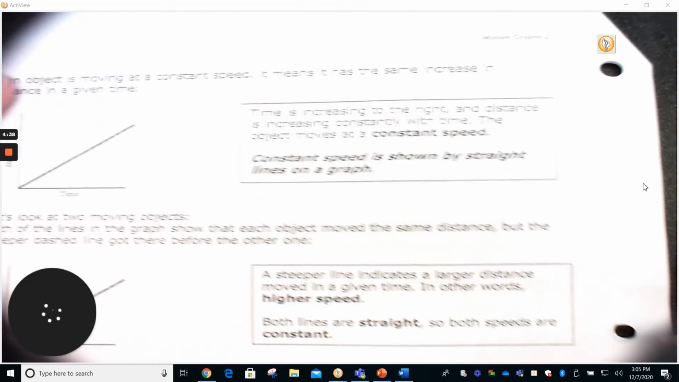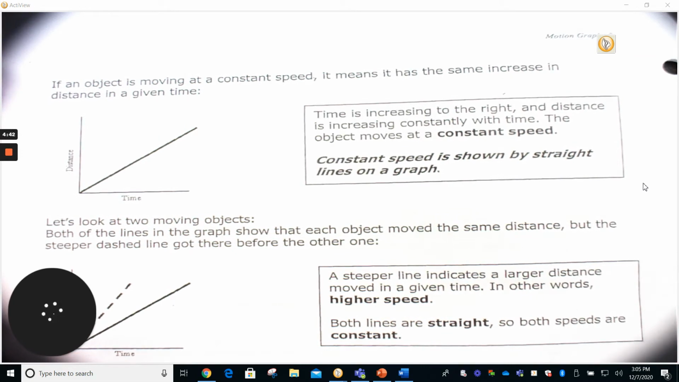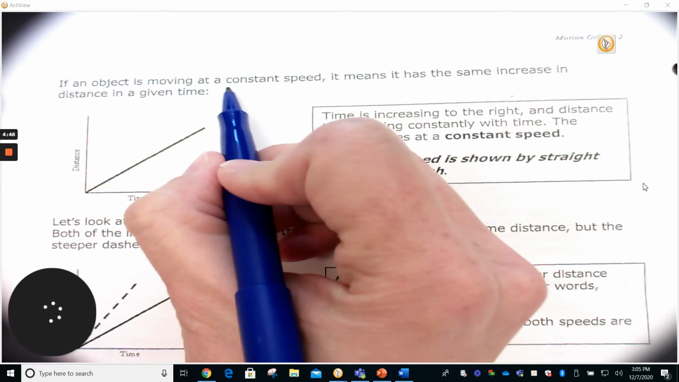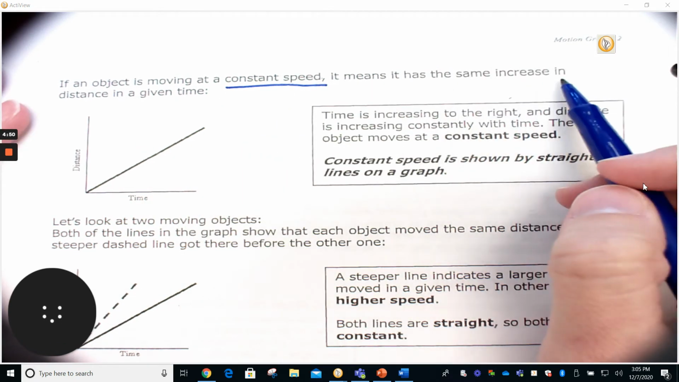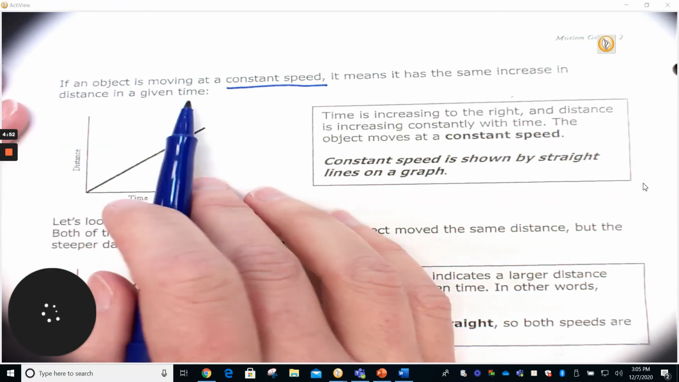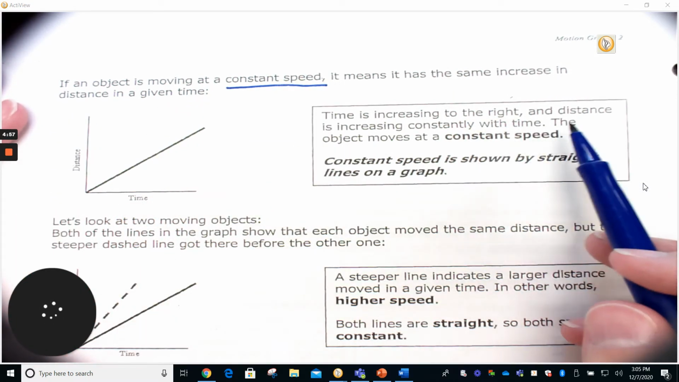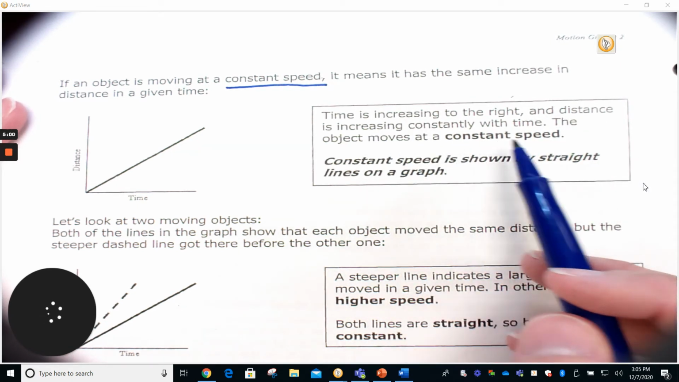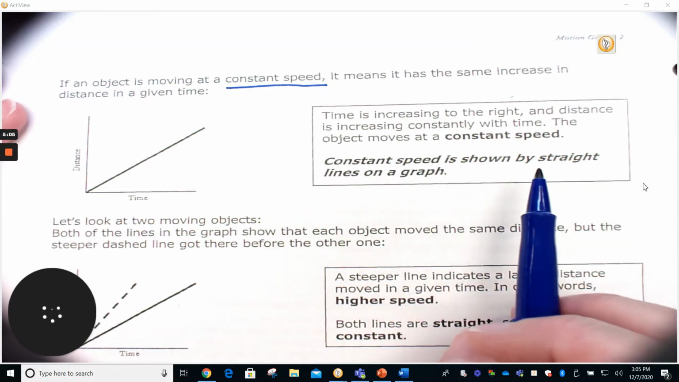The next part talks about constant speed, okay? So if an object is moving at a constant speed, it means that it has the same increase in distance in any given time. So time is increasing to the right and distance is increasing constantly with the time, consistently. So the object moves at a constant speed.